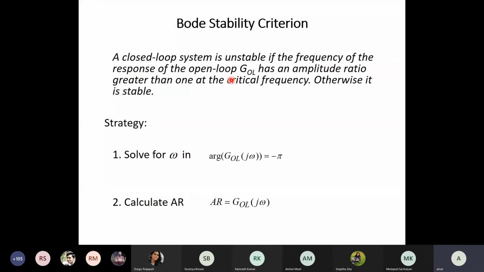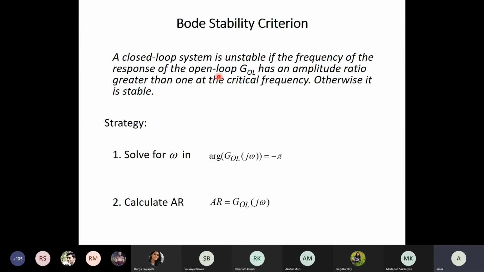So the Bode stability criteria states that a closed loop system is unstable if the frequency response of the open loop GOL has an amplitude ratio greater than 1 at the critical frequency. Here the critical frequency is the crossover frequency. Otherwise, it is stable.